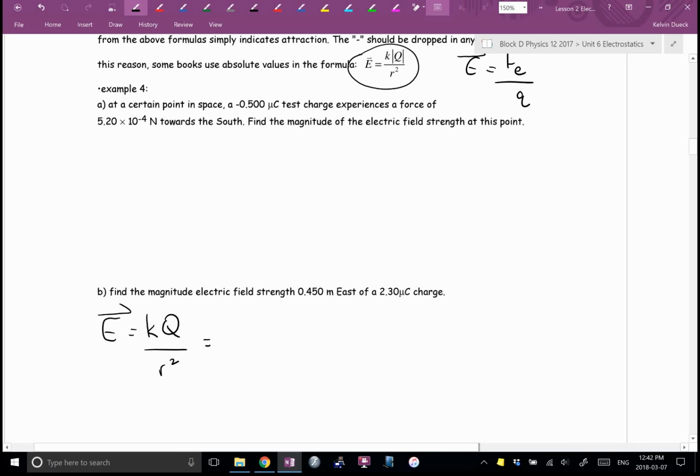Do you remember what k was, Lyndon? It's the nicest constant. It's much nicer than 6.67 times 10 to the negative 11. This one you'll probably memorize because it's only got two numbers: 9 times 10 to the 9th. Way easier to type on your calculator.